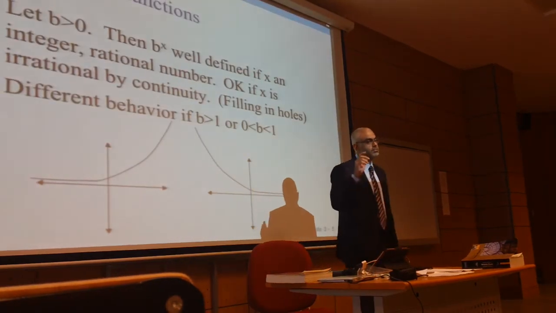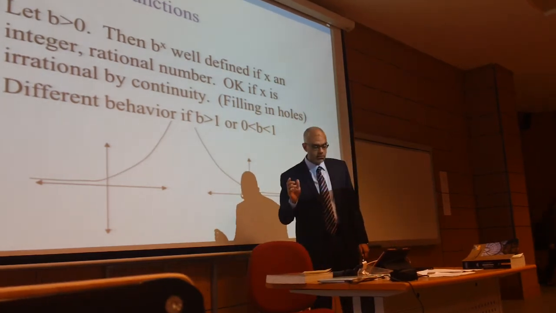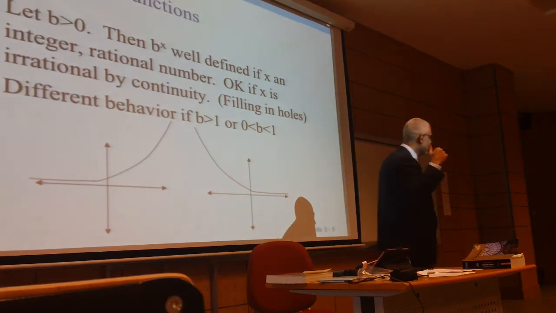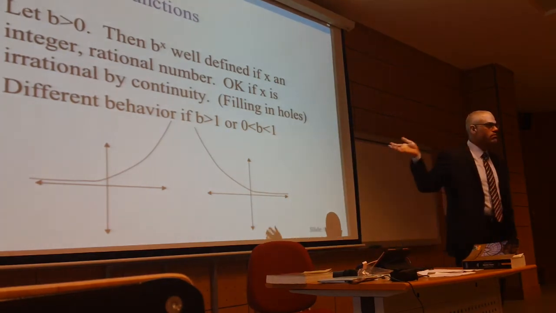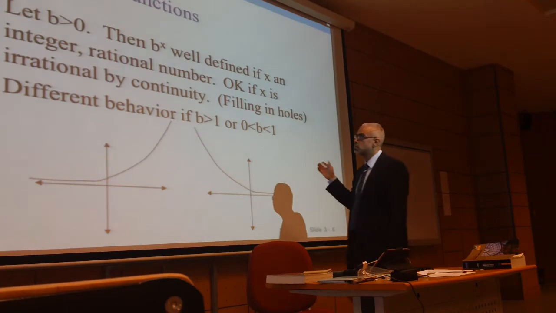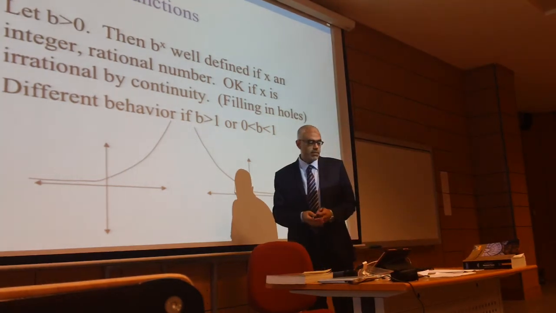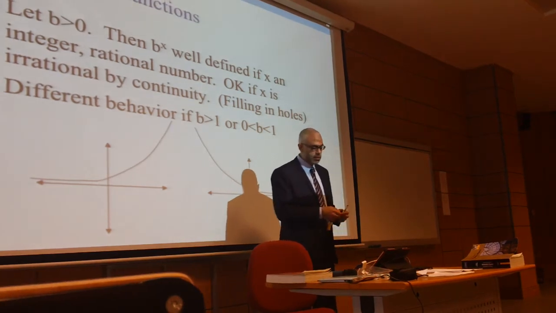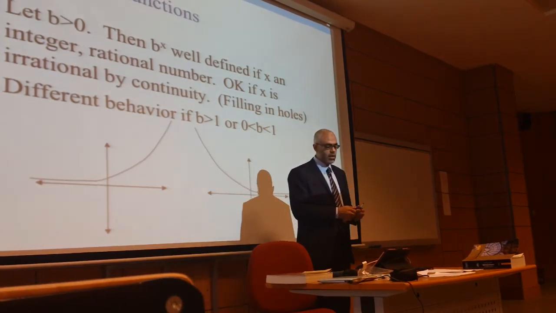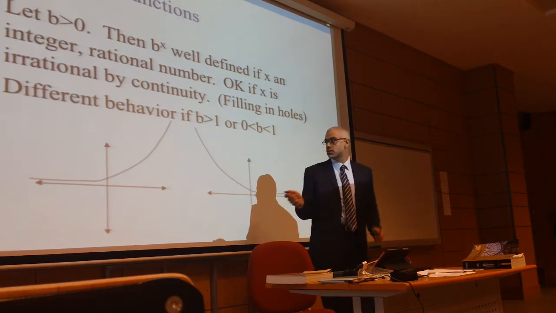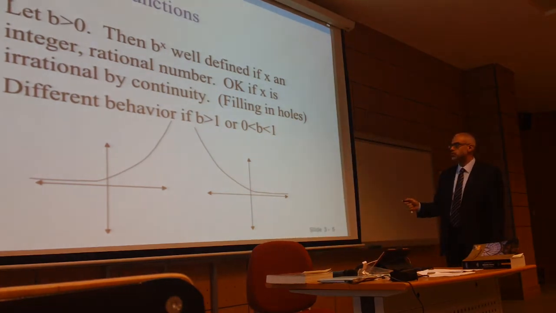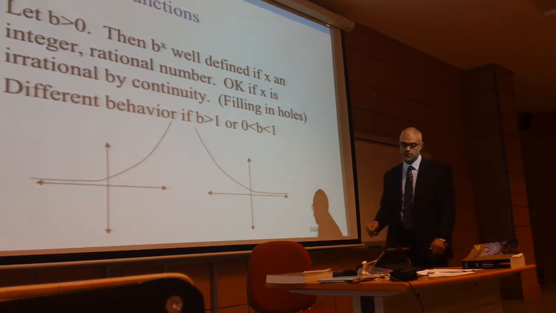Exponential functions was a question last time that I'm trying to respond to. So this is a quick refresher on exponential functions. This is from your high school studies. Let b be greater than 0, and b to the power x is well defined if x is an integer or rational number. There is a different behavior if b is greater than 1, then this is an increasing function. If b is less than 1, this is a decreasing function.